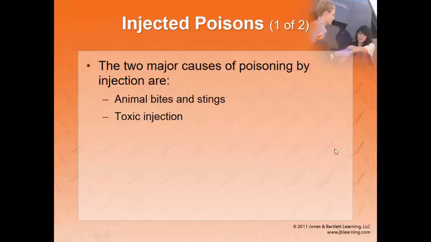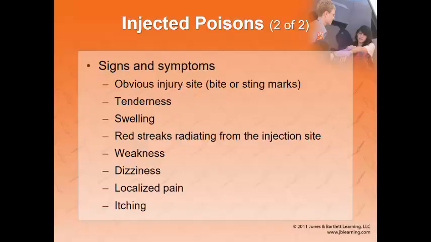On injected poisons, two major causes of poisons are animal bites and stings, and then toxic injections. So when we look at these animal bites and stings, we want to look for bite or sting marks. And everybody is really worried about bloodborne pathogens that mosquitoes can carry. Can they carry HIV? Can they carry Ebola? Can they carry the Zika virus?